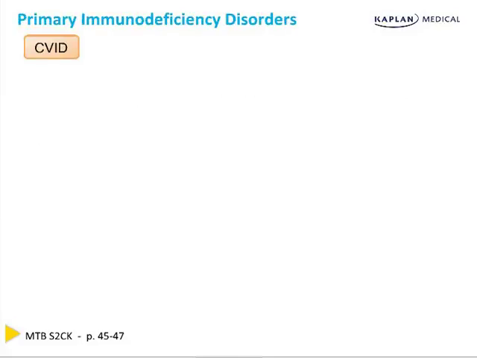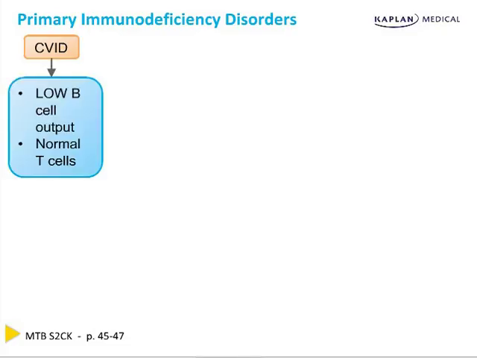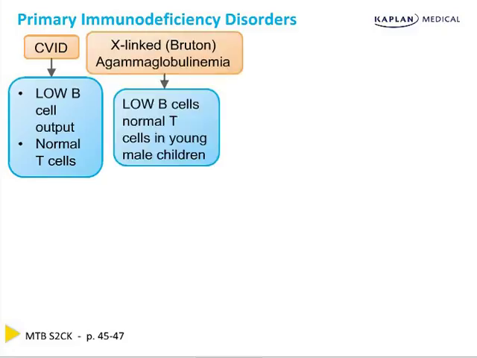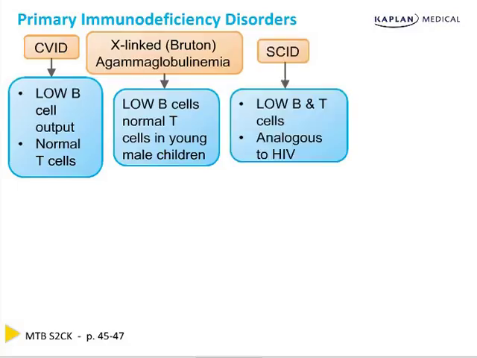As we come to the close of primary immunodeficiency disorders, I want to review them all with you. CVID is one where you have low B cells but a normal number of T cells. X-linked Bruton agammaglobulinemia will also have low B cells and normal T cells, but you can distinguish it because it's going to be in young male children. SCID has low B and T cells, so this is analogous to HIV, and you're going to see similar presentations, such as with PCP or toxoplasmosis.